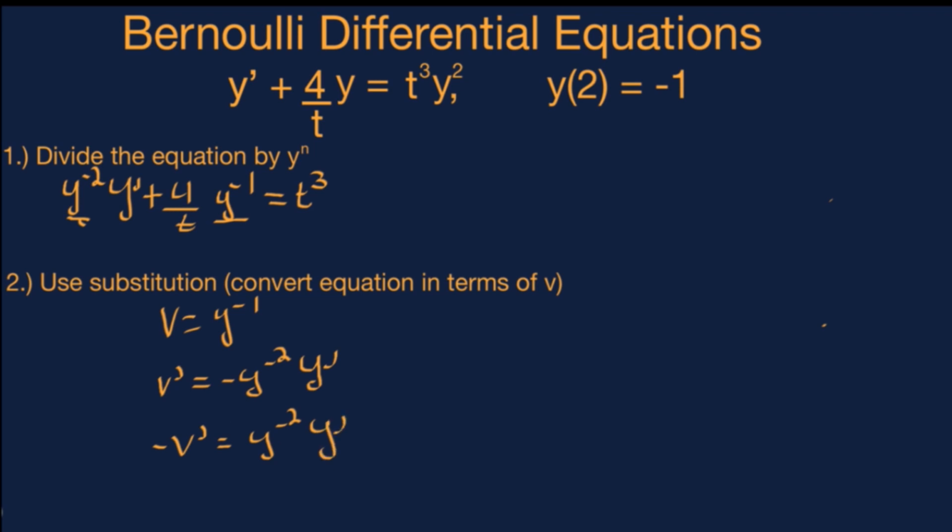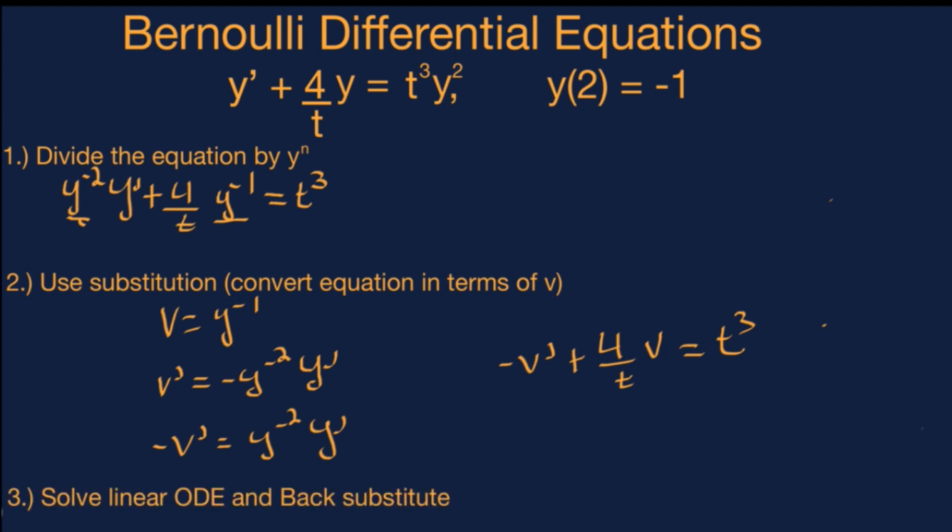So now when we make the substitution, our equation becomes negative v prime plus 4 over t times v is equal to t cubed. So now that we have a linear first order differential equation in terms of v, we can solve it and back substitute to solve for y.